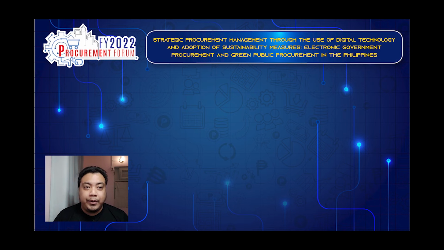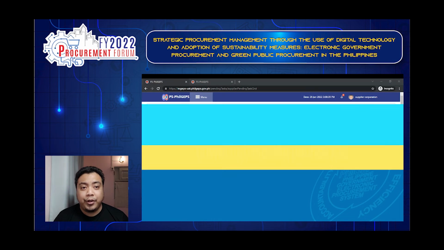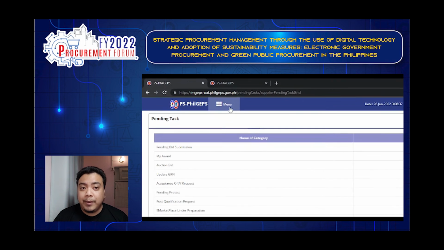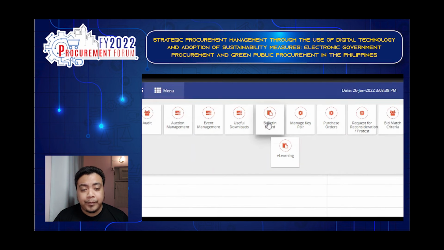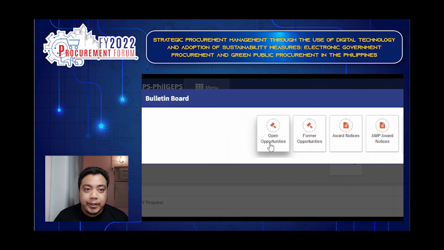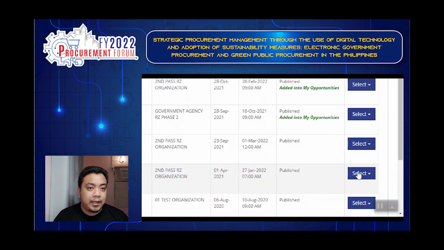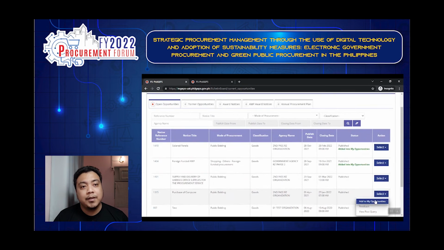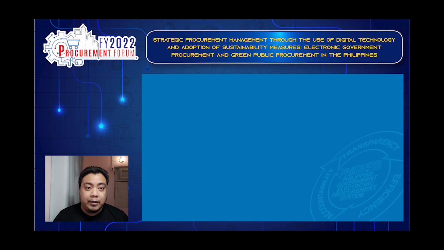So, now, I will explain yung modules at saka functionality ng merchants natin under the modernized PhilGEPS. So, first, yung pag-download ng bidding documents at yung pag-explore ng bid opportunities. So, click the menu button, and then go to the bulletin board, and then click open opportunities. So under sa action, may select button, then click add to my opportunities. So mag-a-appear yan sa my opportunities ng merchant.